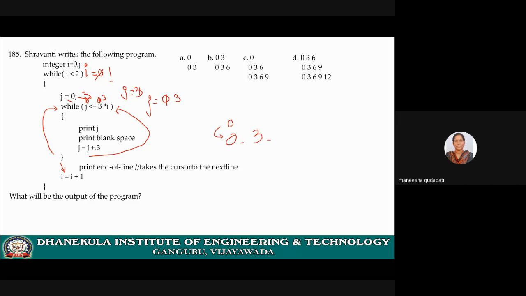Next j equal to j plus 3, so j value will be updated. 3 plus 3 becomes 6. Again you will go back to the loop. Here 6 less than or equal to 3, condition fails. You will come out and your control moves to the next line. Next i equal to i plus 2, so i becomes 2. 2 less than 2, condition fails, you will come out of the program. So what is the output printed? 0, next 0, 3. So option A is correct.